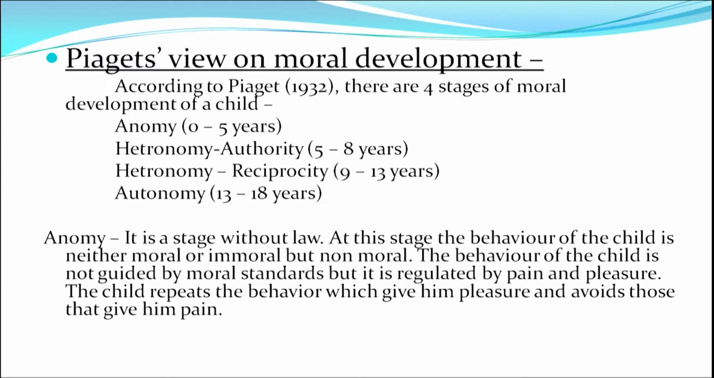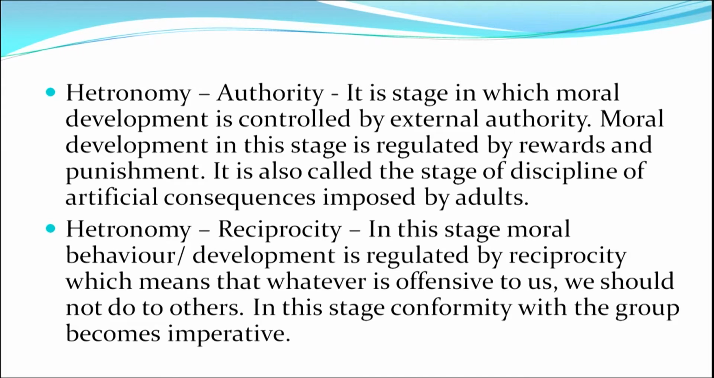The child repeats the behavior which gives him pleasure and avoids those which give him pain. The second stage is heteronomy authority. It is a stage in which the moral development is controlled by external authority. That is, someone external actually controls his moral behavior. Moral development in this stage is regulated by rewards and punishment. It is also called the stage of discipline of artificial consequences imposed by adults.